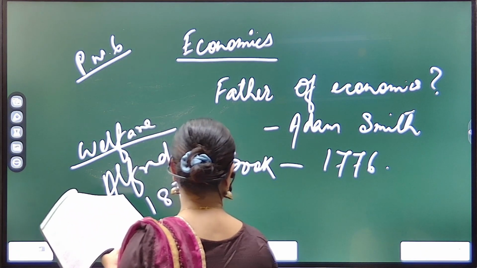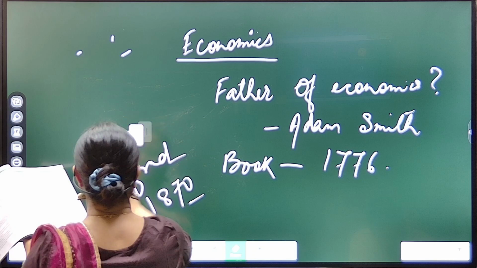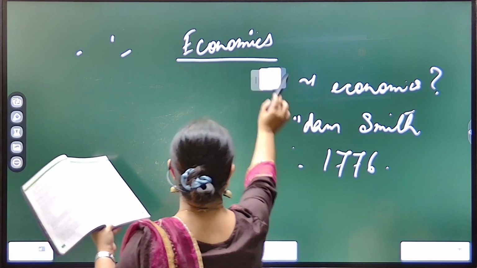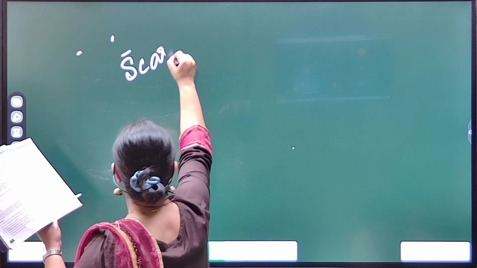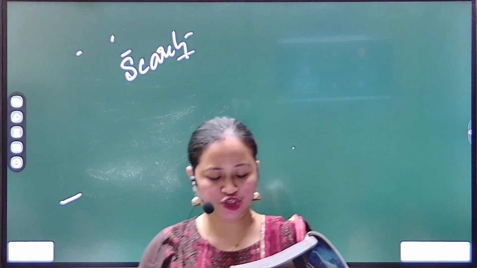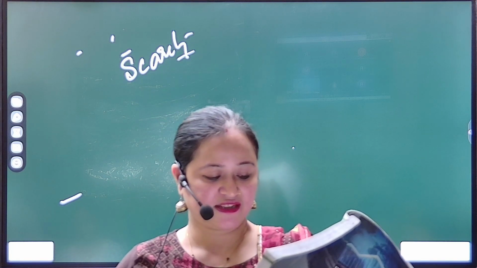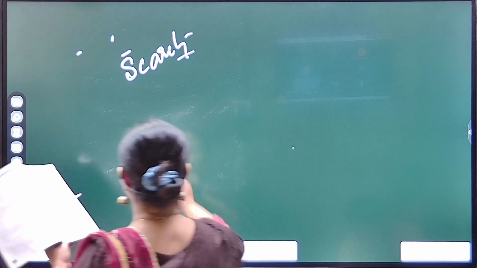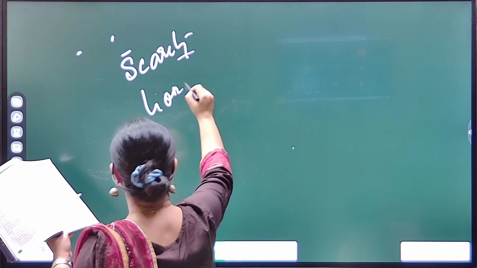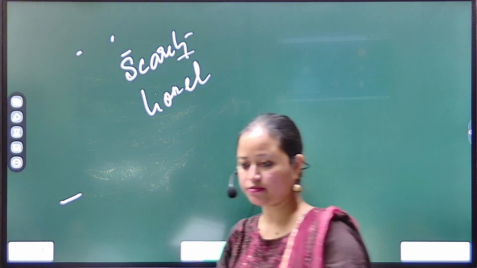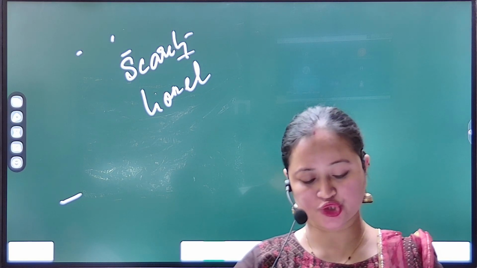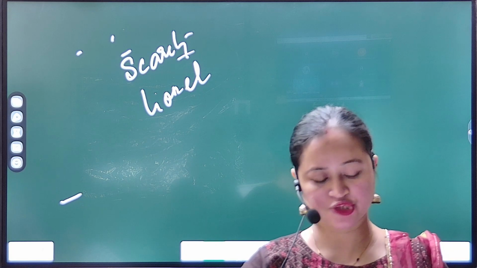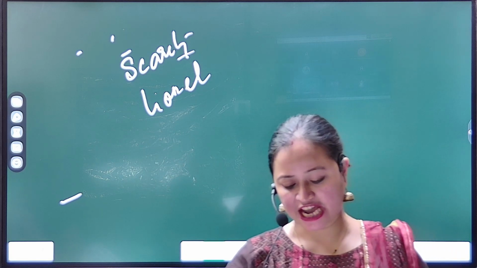Now we'll move on to the scarcity definition. So who has given the scarcity definition of economics? Yes, Lionel Robbins. So write down who has given the scarcity definition, and we can also say this is Robbins' definition. Okay, so the scarcity definition is given by Lionel Robbins.